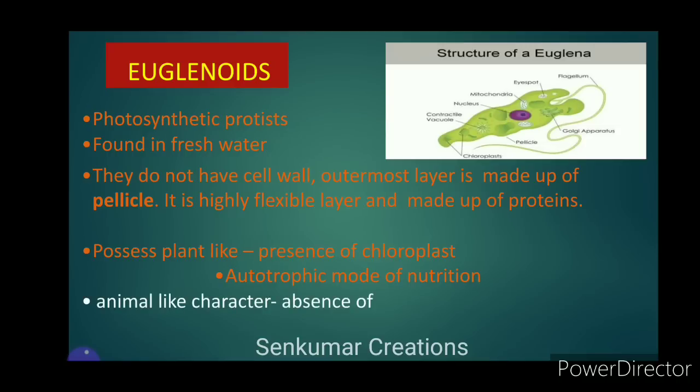For the animal-like character, you can see the absence of a cell wall. So there are two characters found here. A cell wall is generally absent in animal cells, we know very well. Plants contain chloroplast. So euglena has both plant character and animal character. The first, it contains green chlorophyll pigment, which is a plant-like character, and it has no cell wall, which is an animal-like character. So it also has a heterotrophic mode of nutrition. Both types of nutrition take place here, autotrophic and heterotrophic.